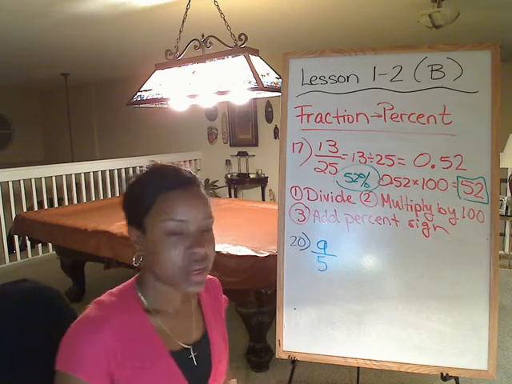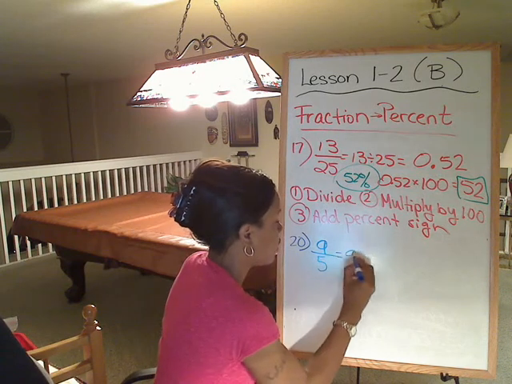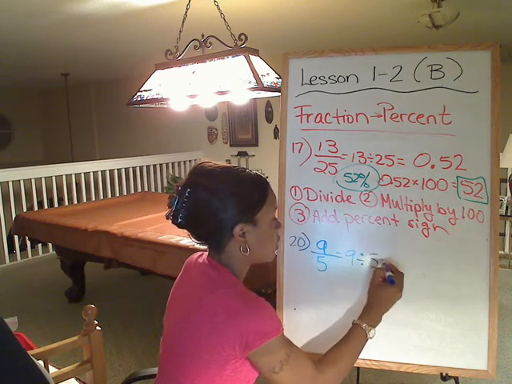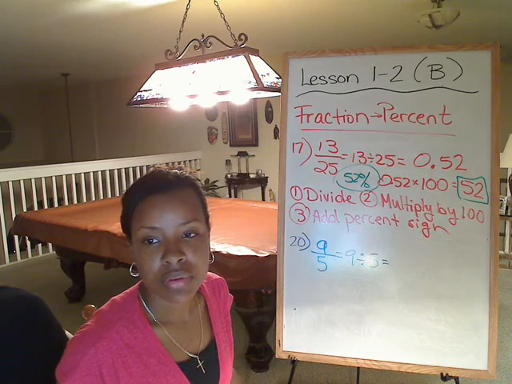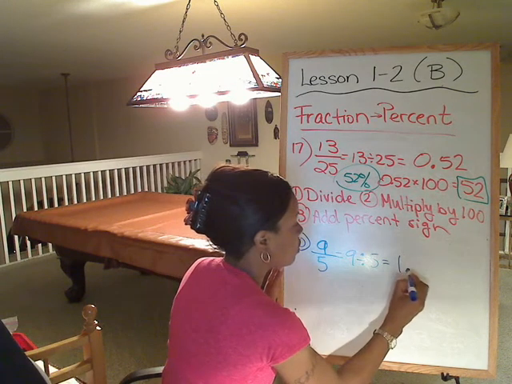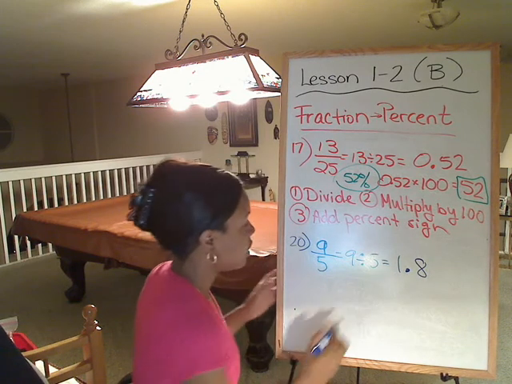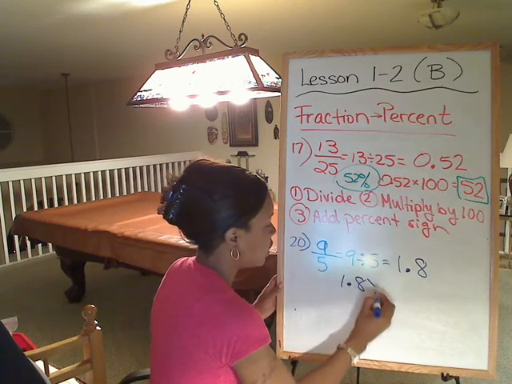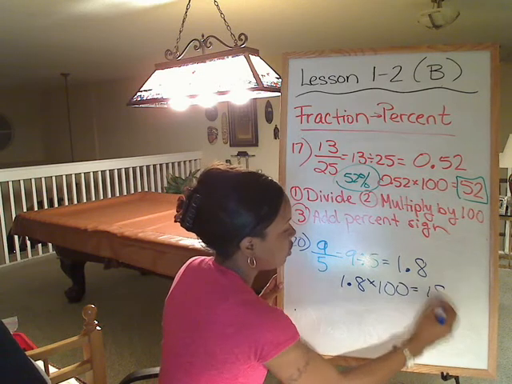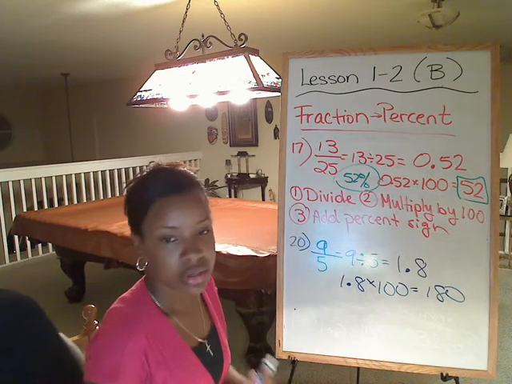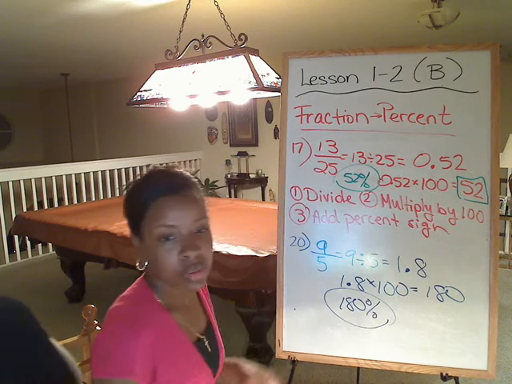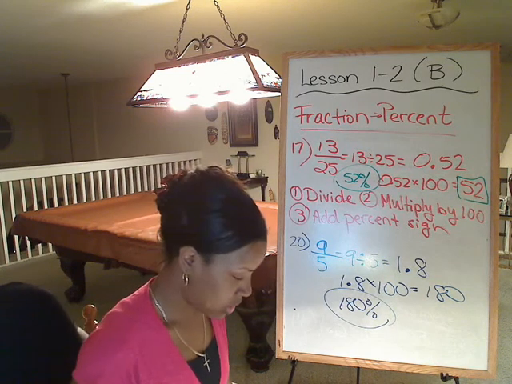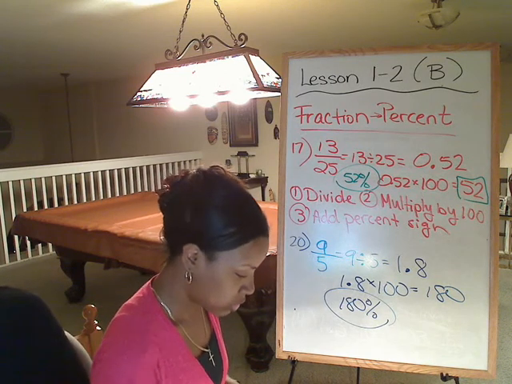Okay, so 9 divided by 5 equals 1.8. And then multiply by 100. 1.8 times 100 equals 180. And then the third step is you just add the percent sign. So that's your final answer, 180%. Okay, the next question I'm going to do is number 23.